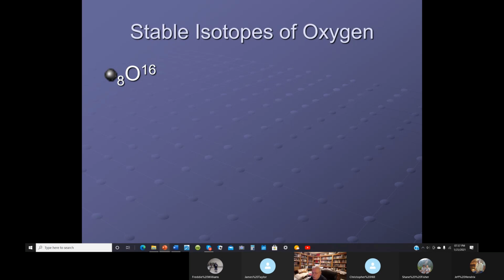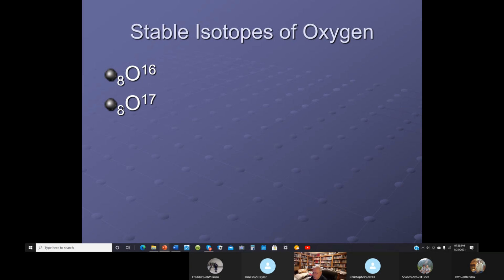So it has 8 protons and 8 neutrons in its nucleus. This is a stable isotope of oxygen. It won't decay radioactively. There also is an O-17.